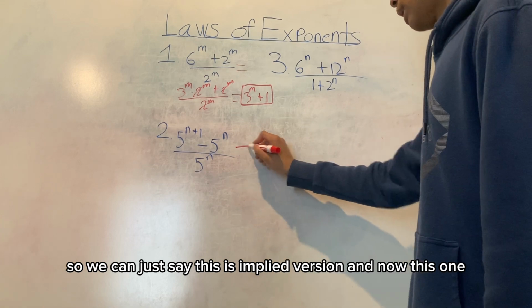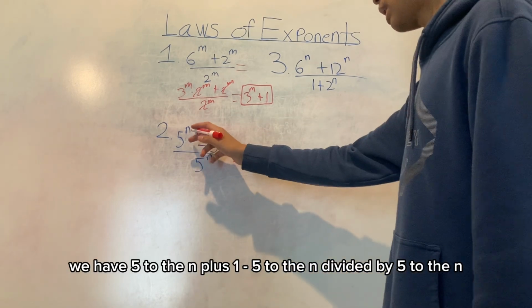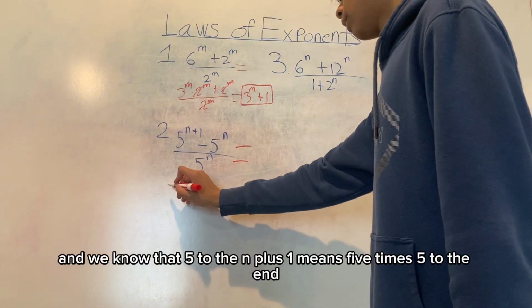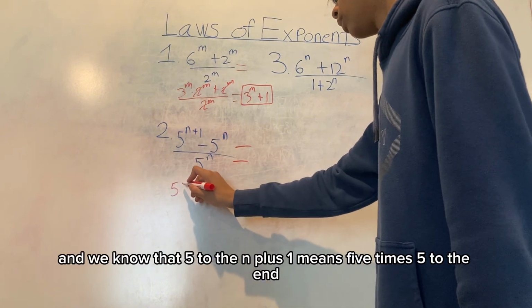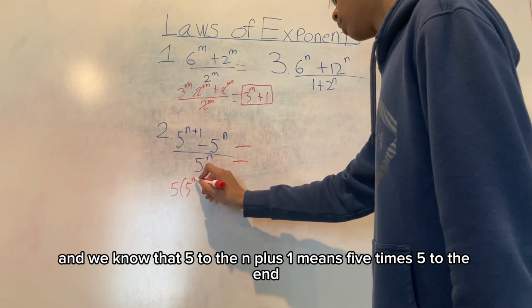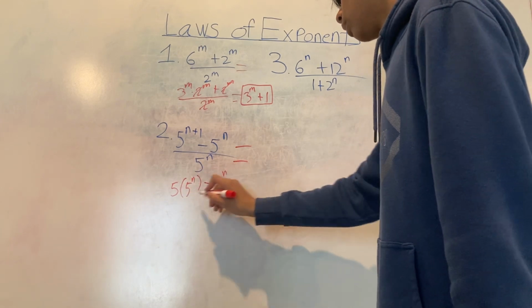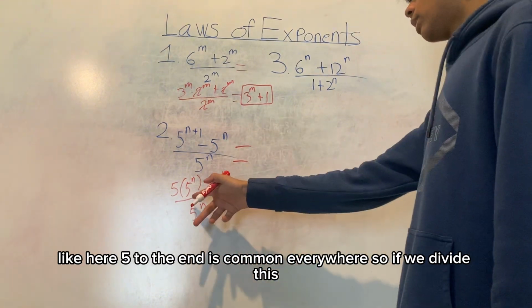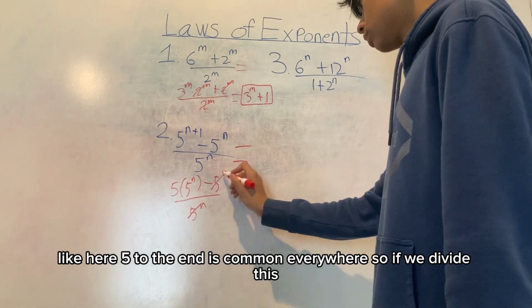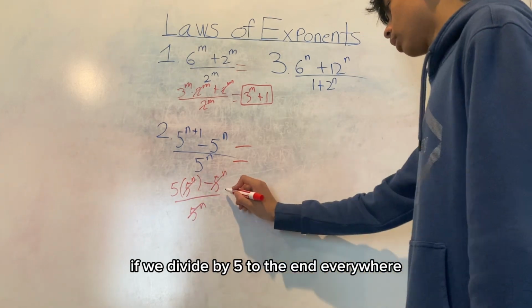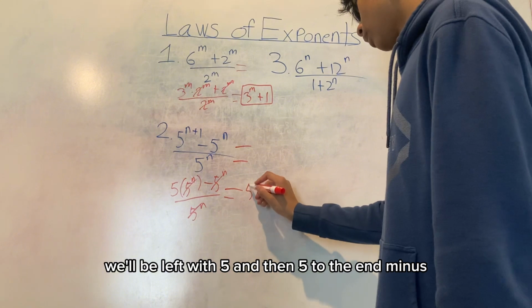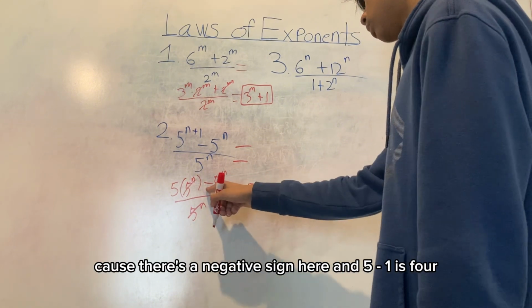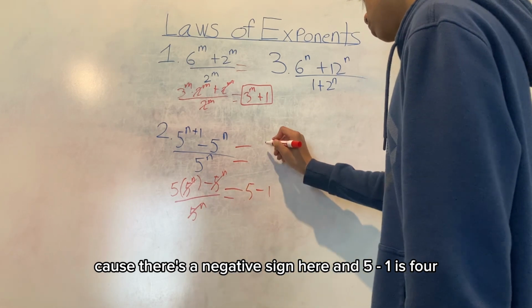And now this one, we have 5 to the n plus 1 minus 5 to the n divided by 5 to the n. And we know that 5 to the n plus 1 means 5 times 5 to the n, minus 5 to the n, divided by 5 to the n. And same thing like last time, 5 to the n is common everywhere. So if we divide by 5 to the n everywhere, we'll be left with 5. And then 5 to the n divided by 5 to the n is going to be negative 1 because there's a negative sign here. And 5 minus 1 is 4.